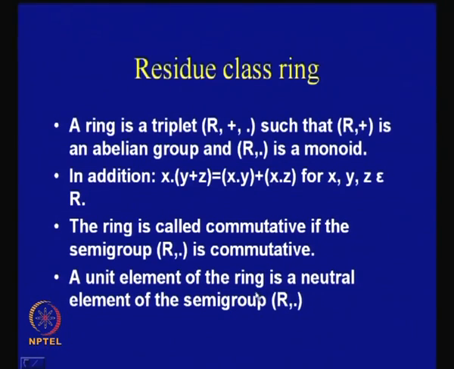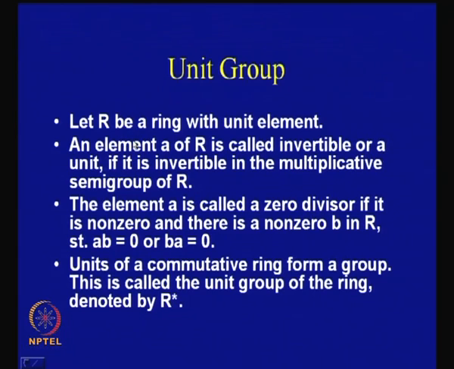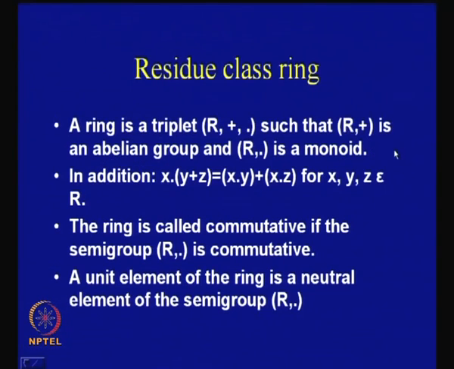And a unit element of the ring is a neutral element of the semigroup (R, dot). So the unit element of the ring is defined as the neutral element of the monoid (R, dot). Then we define what is called a unit group. Let R be a ring with unit element, and an element A of R is called invertible or a unit if it is invertible in the multiplicative semigroup of R. I repeat this definition. Okay, if it is invertible in this particular semigroup, then it is said to be invertible.